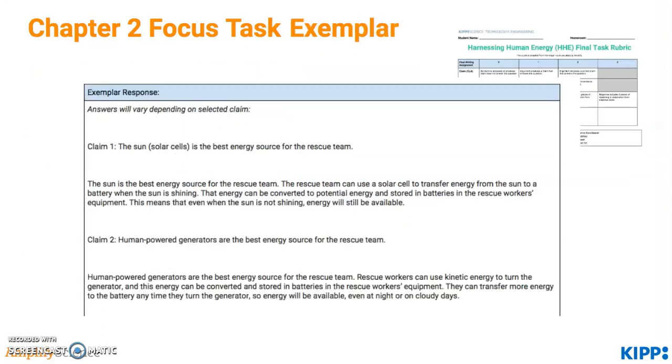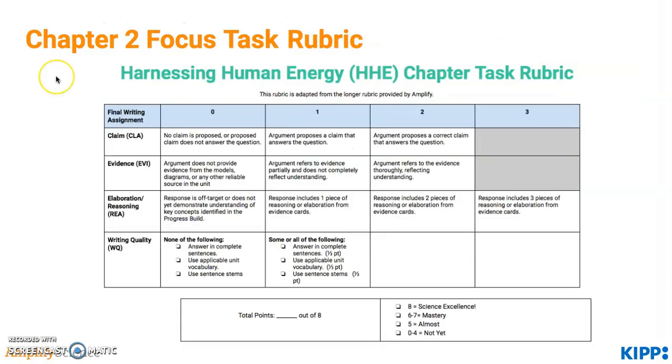For this Chapter 2 task, students could have picked Claim 1 or Claim 2. What's important is how students are elaborating and connecting their evidence card to the claim that they chose. And here is our rubric, focusing heavily on the elaboration and reasoning piece.